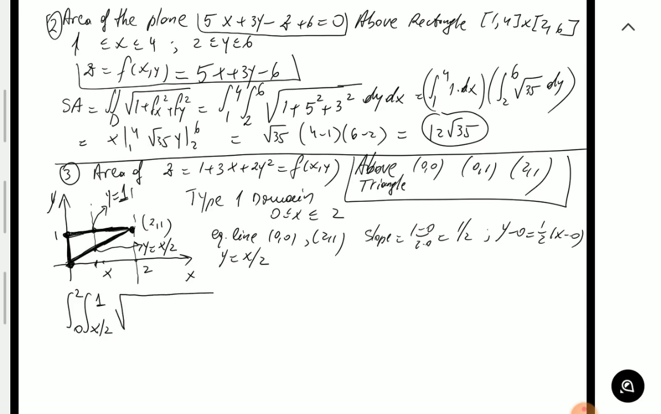And what do we integrate? We integrate the square root of 1 plus partial x, which is, let's see, 1 plus 3x plus 2y squared. 1 plus partial x, which is 3, to the power 2, and then partial y, which is 4y, again raised to the power 2. And then in the order dy dx.